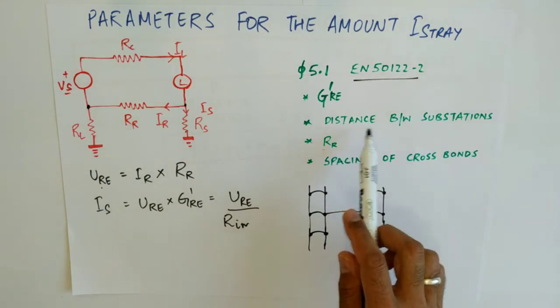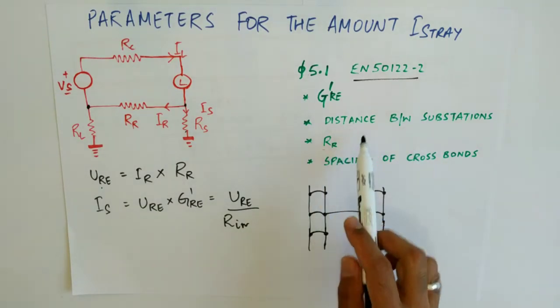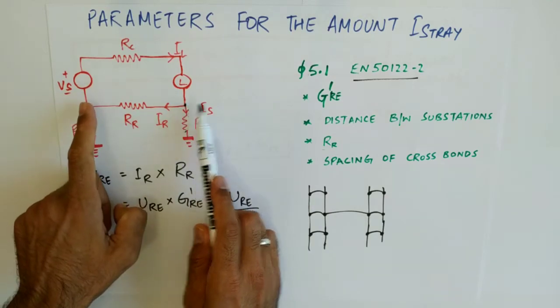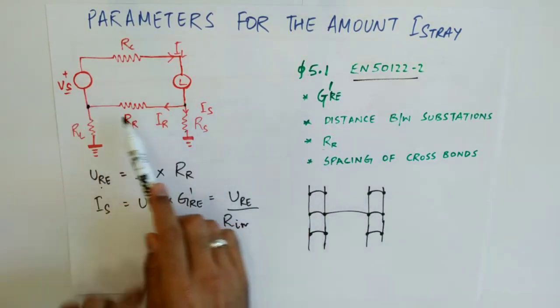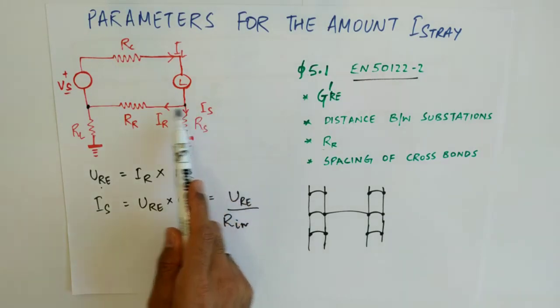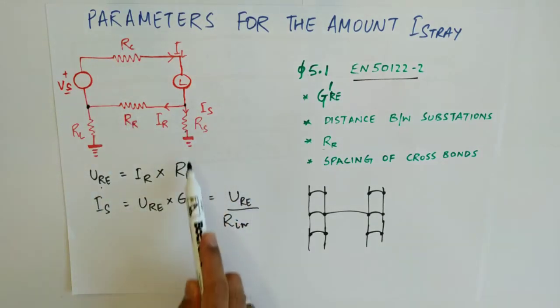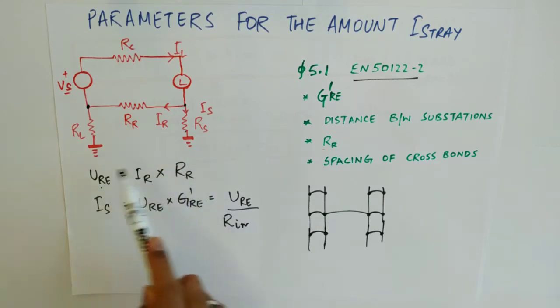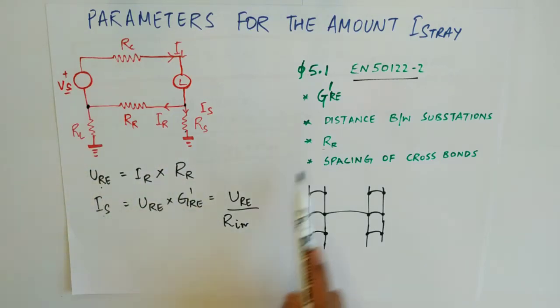Similarly, the other one is the distance between the substations. If the distance between the 2 substations increases, then the length of the running rail, the return path, will increase. The more the length, the more your running rail resistance. The more the running rail resistance, the more the rail potential. The more the rail potential, that means the more the stray current.